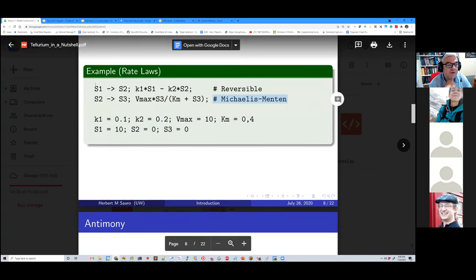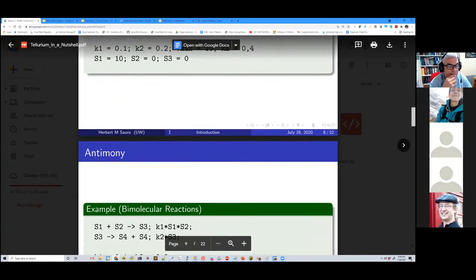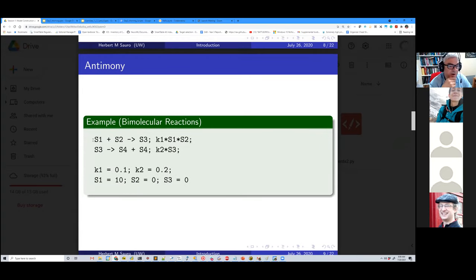So at the moment, we've had unimolecular reactions, so one reactant on the left and one product on the right. But there's no problem having bimolecular reactions, trimolecular reactions, or as many as you want. So here we have S1 combines with S2 to form S3. I've extended the rate law to include S2 as well as S1. And then this one is dissociation. S3 breaks down into S4 molecules, in fact, S4 plus S4, and there's the rate law for that. So there's quite a bit of flexibility on the kinds of reactions you can add. You can have any number of reactants or products on the left or right that you need.